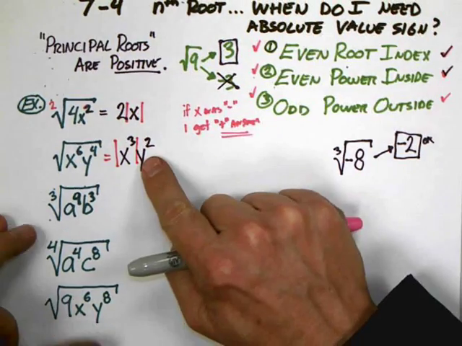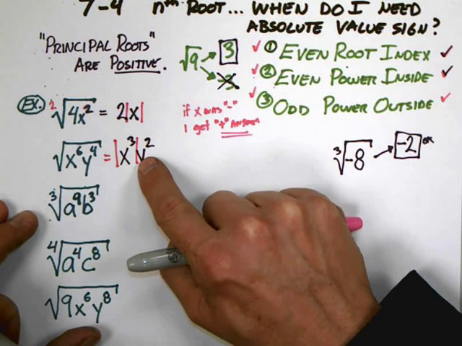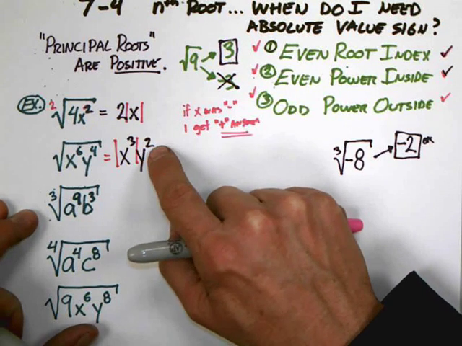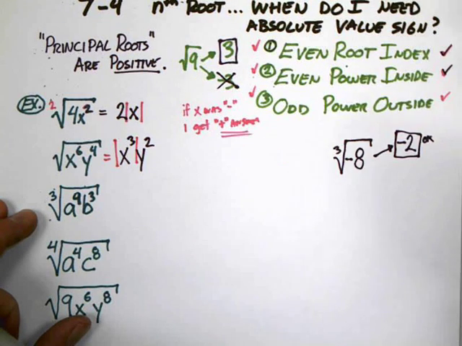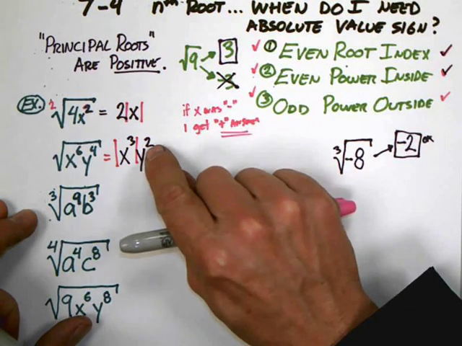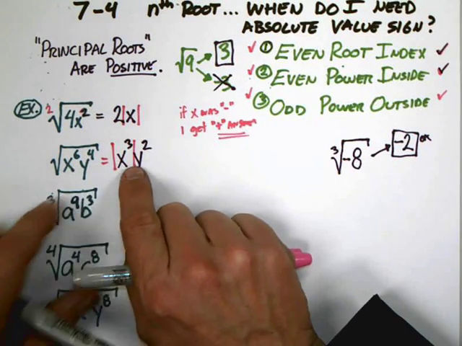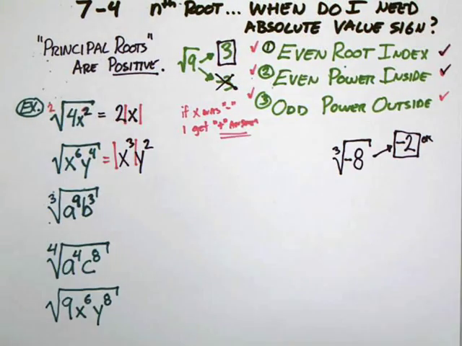Why doesn't this need absolute value signs? Well, because if y was negative and I square it, I'd get a positive answer anyway, because any negative number squared turns positive. So this squared actually acts as the absolute value signs for this part of the problem.